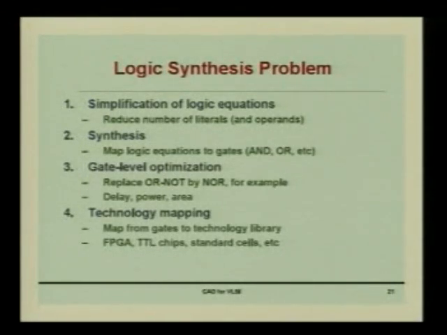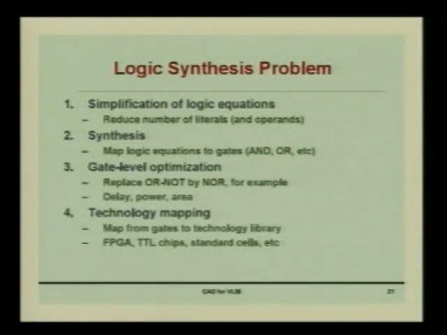In gate level optimization, we replace the OR NOT gate by a NOR gate, etc. We can have several goals, suppose delay, power or area, but these goals are conflicting with each other. Suppose if you want to minimize the delay, then the area will increase and vice versa. So we have to take some in between stages to optimize the area, power and delay. And technology mapping we will not discuss in this lecture.